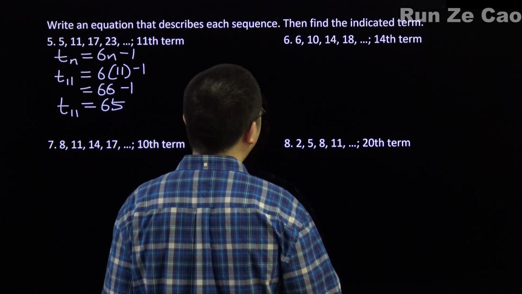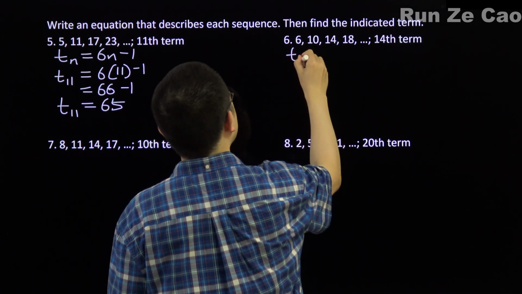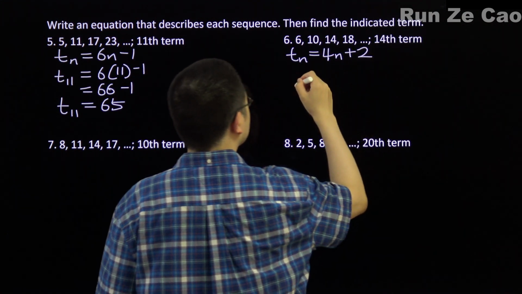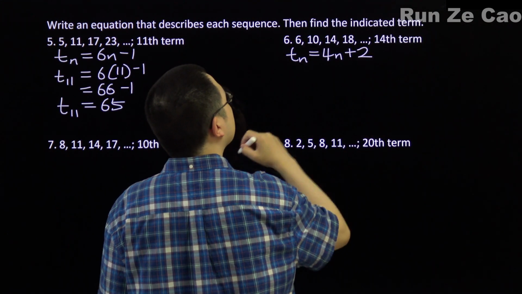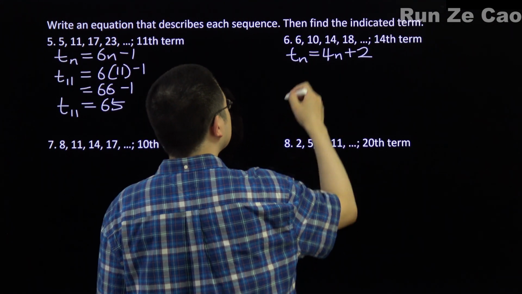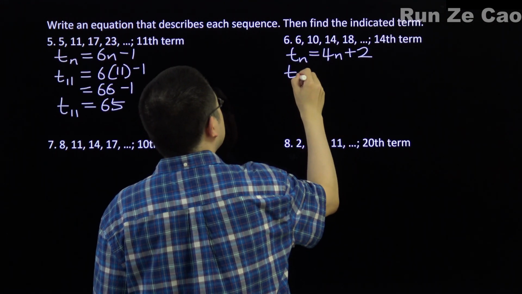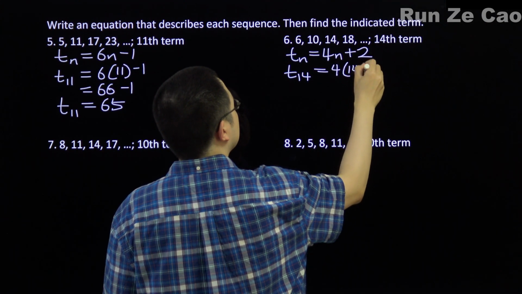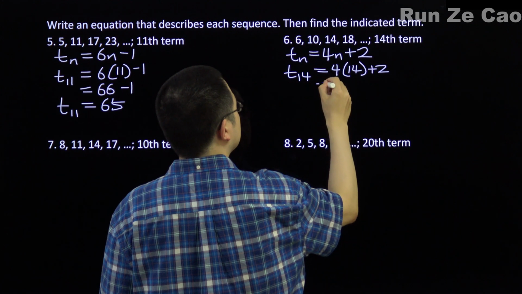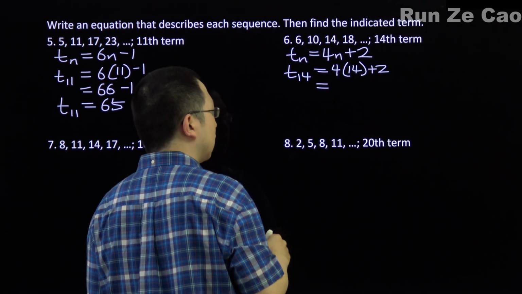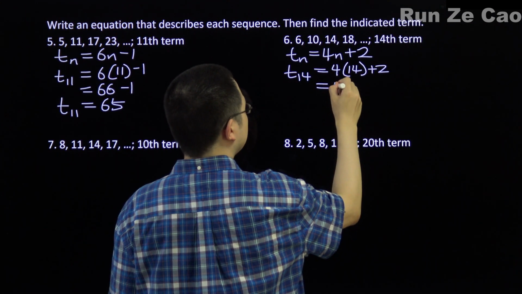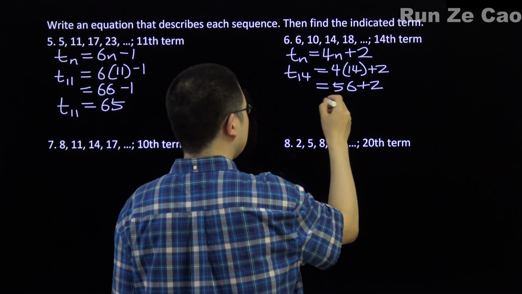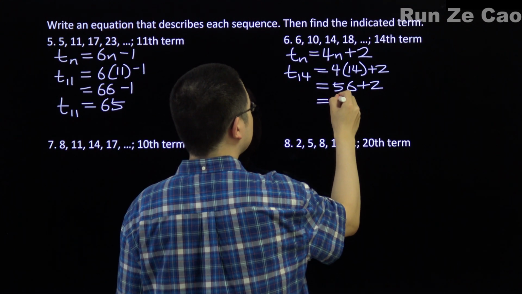Okay. 6, 10, 14, 18. Each time you go up by 4. So term n is equal to 4n plus 2 to make the first term, and thus all subsequent terms true. So term 14 is equal to 4 times 14 plus 2. 4 times 14 is 56. Plus 2 gives us 58.